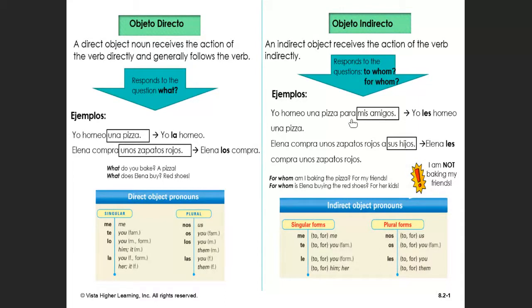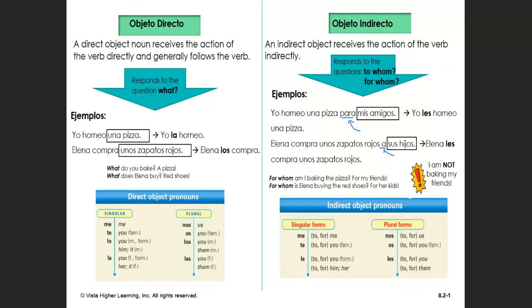So I told you as well that one of the hints to find objeto indirecto is the word a or the word para. Both of those express the idea of what in English would be to. To my friends, to my kids, to my baby, for my mom, for my dad, for my brother. Okay? So just pay attention to that. Here we do have para, and over here we have a. So pay attention there, because those are my little hints to discover what is my objeto indirecto. Okay?